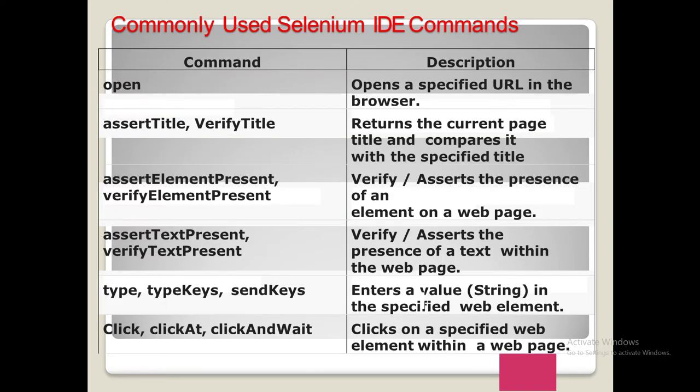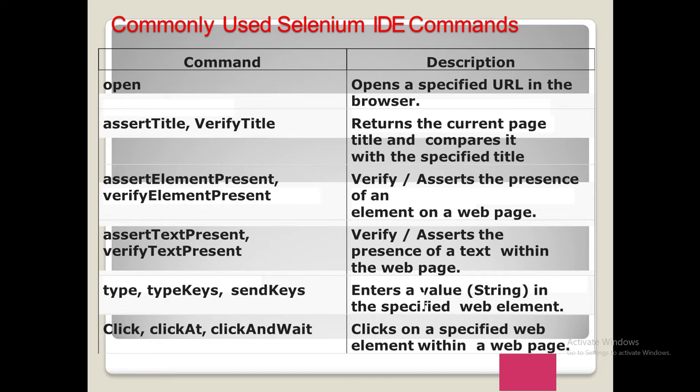Commonly used Selenium IDE commands: the first one is open. That command is used to open a specified URL in the browser. Next is the command assert title, verify title. That command is used to return the current page title and compare it with the specified title. Next commands are assert element present and verify element present, which are used to verify and assert the presence of an element on a page.